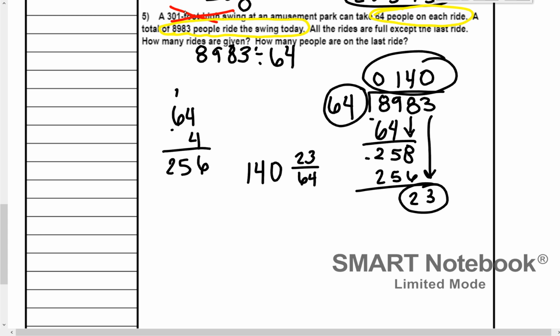Because the question asked how many rides are given. So how many full rides are given? Well, this 140 is how many full rides, but they want to know how many rides are total. They also had a partial ride. So this is kind of a trick question because it would be 141 rides were given. Because there was 140 full rides and then this partial ride too, because they still took those people on the ride. So that would be 141 rides.